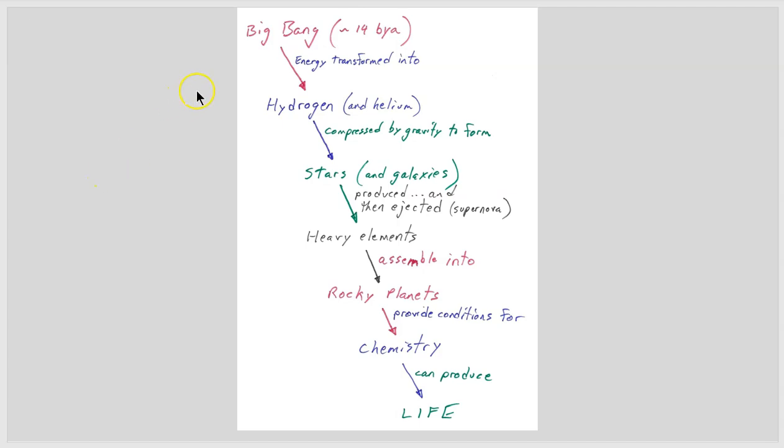In this lesson, we're going to take a journey through time, from the Big Bang, nearly 14 billion years ago, through a sequence of events leading to the emergence of life on Earth.